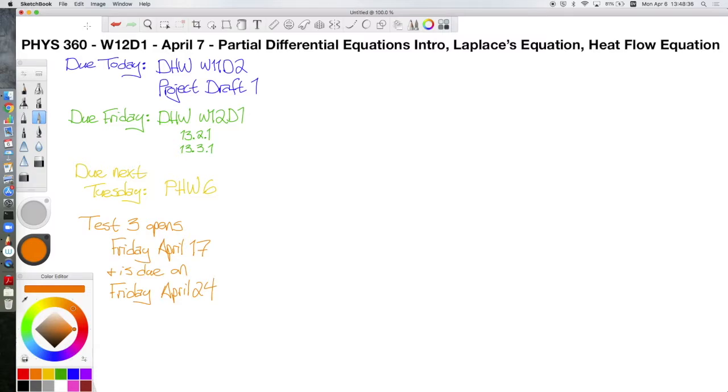Before we get into the material for today's lecture, just a rundown of assignments that are going on right now. You should have already emailed me your daily homework that was assigned last Friday and your first draft of your project. Due this Friday is just the daily homework that's assigned today for week 12, day 1, and that's just problem 1 from sections 2 and 3 of chapter 13.